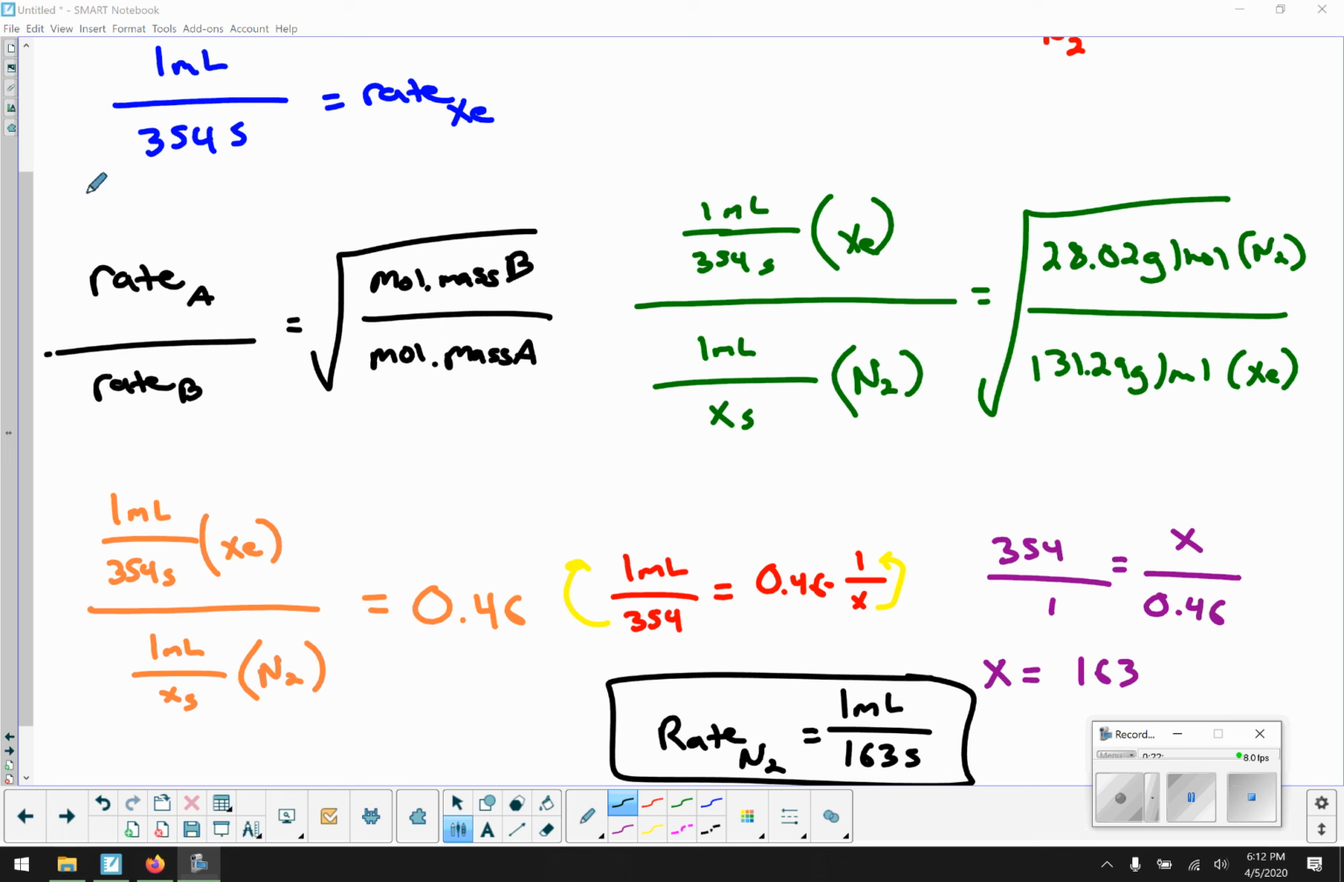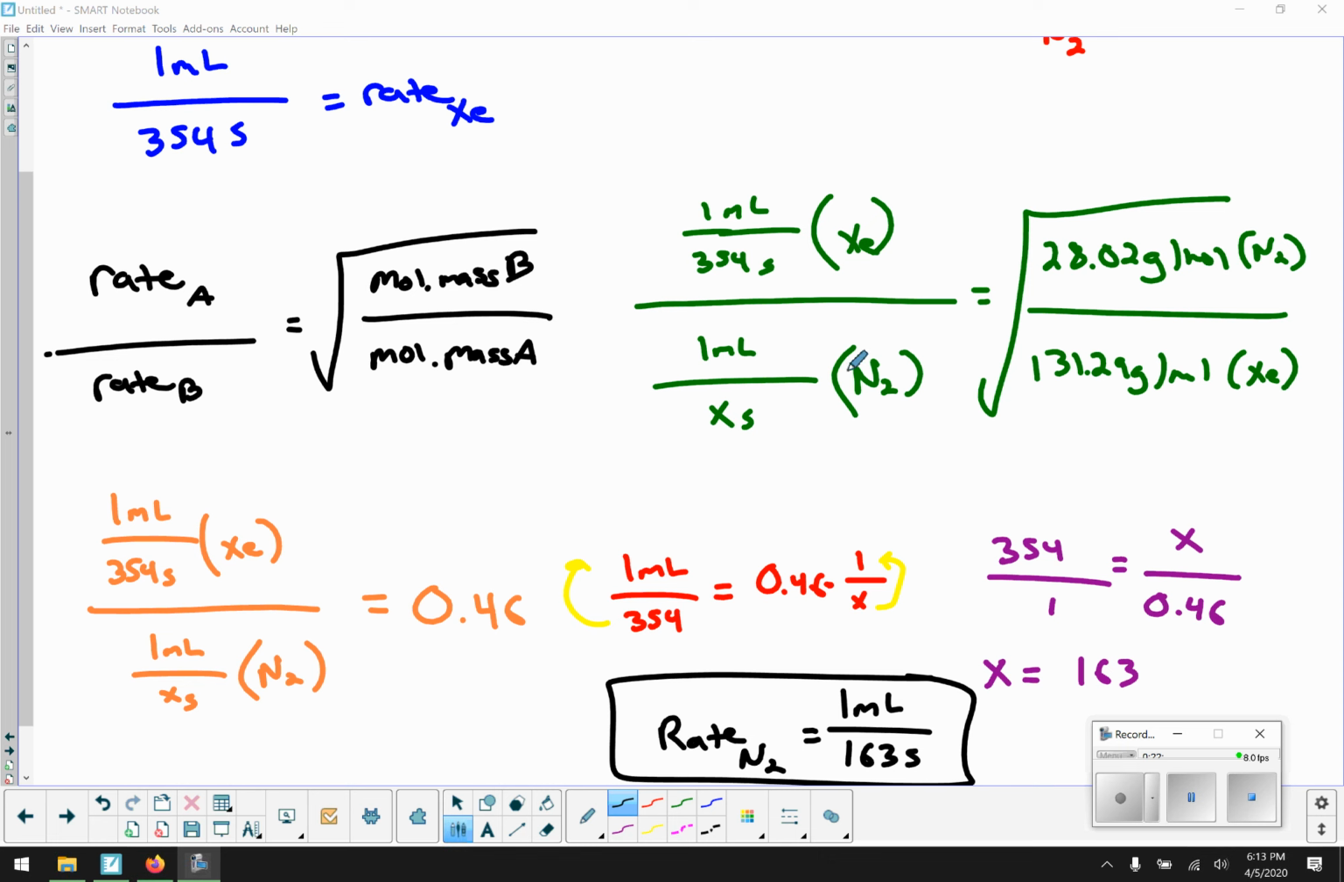Okay, so I've plugged in the numbers to our Graham's law equation. Rate A for xenon was 1 milliliter over 354 seconds. I like to put xenon in parentheses here just to keep my gases straight so I don't accidentally flip them. You don't have to do that. That's not necessary. I just like to. And then 1 milliliter over X seconds. We don't know how many seconds it's going to take.